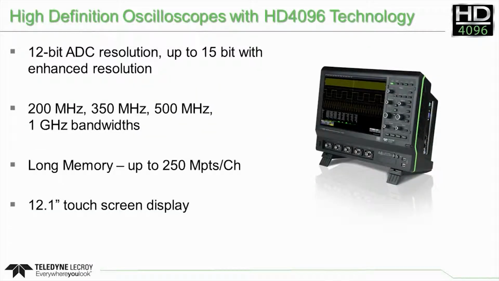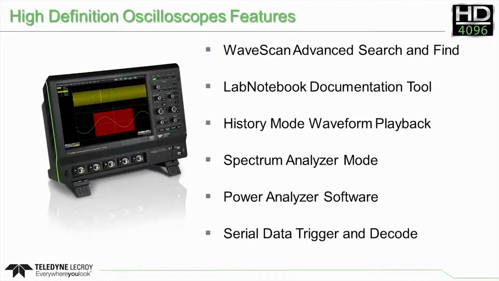Teledyne LeCroy's high-definition oscilloscopes with HD4096 technology provide 12-bit resolution at 2.5 gigasamples per second with up to 15 bits using enhanced resolution mode. Models are available with bandwidths from 200 MHz to 1 GHz and long memory up to 250 megapoints per channel. Each model features a large 12.1-inch touchscreen display. Beyond high-performance hardware, the high-definition oscilloscopes provide a comprehensive set of debug, analysis, and problem-solving tools that provide tremendous insight and shorten debug time.